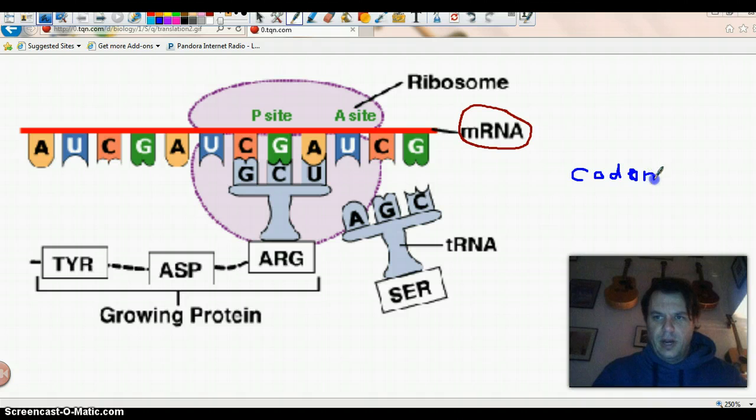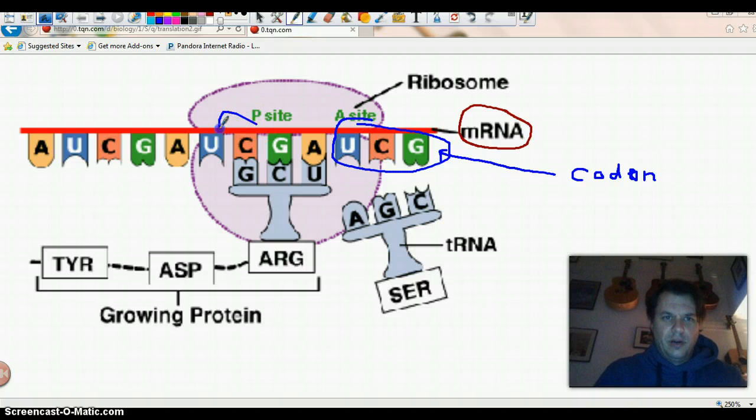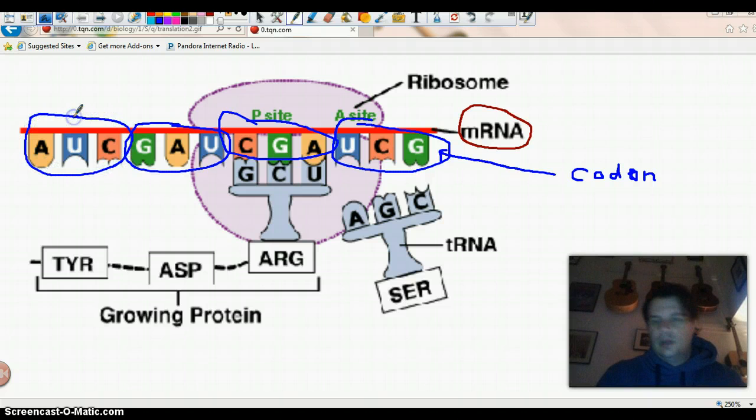So remember, the codon will be on the mRNA strand. They are groups of 3. So in this case, this would be a codon right here, this would be a codon right here, this would be a codon right here, and you guessed it, that is a codon right there. So we have 4 codons on this mRNA strand, and of course there could be dozens more, 100 more, depending on how complex the code is for this protein.